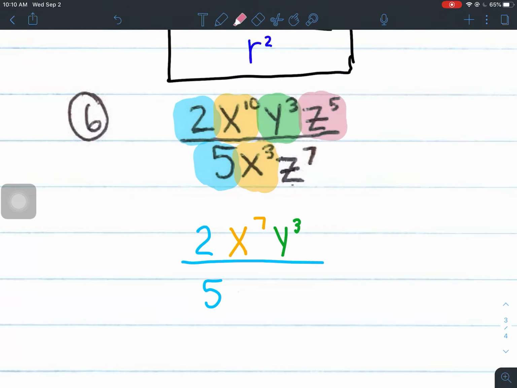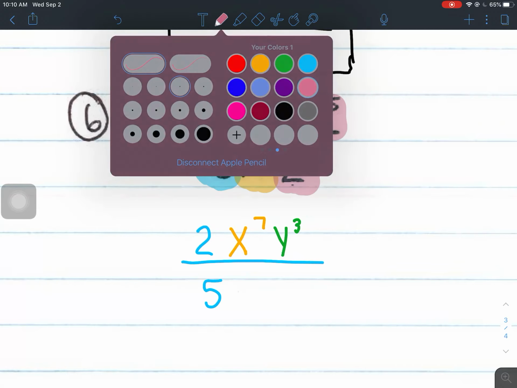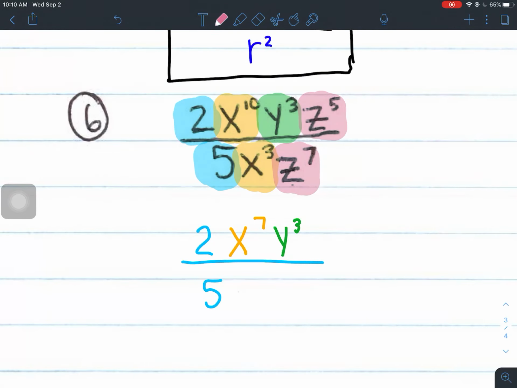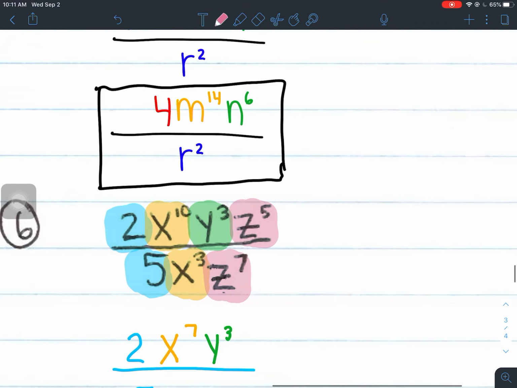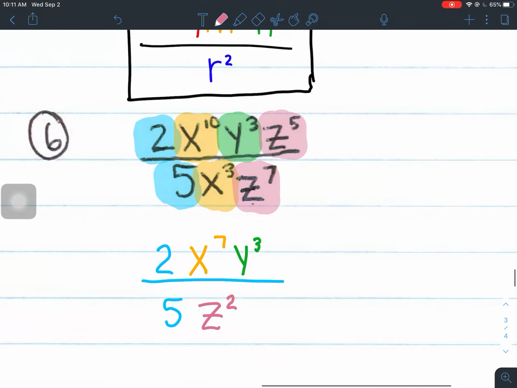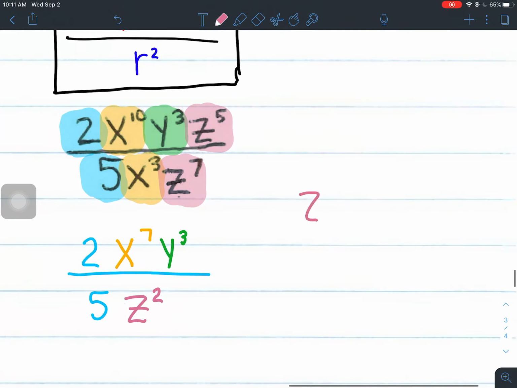The next base I see are the z's, and I do have 2 sets of z's here, so I want to simplify this if possible. Where are there more z's? There's more z's in the bottom. There's 7 in the bottom, there's 5 in the top. And then how many more? There's 2 more. So you're canceling this out because you had 5 in the top, 7 in the bottom.